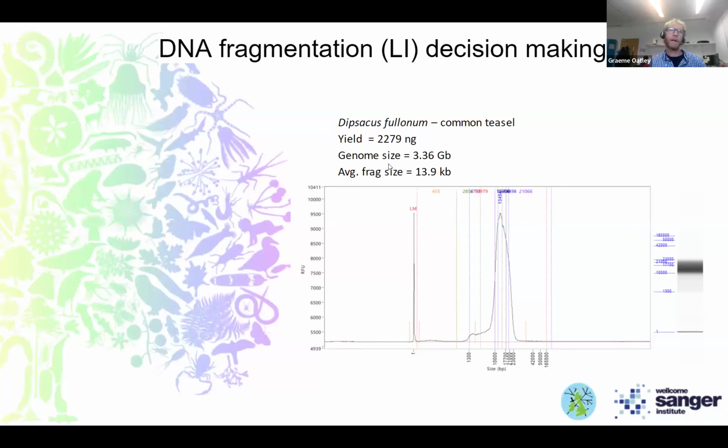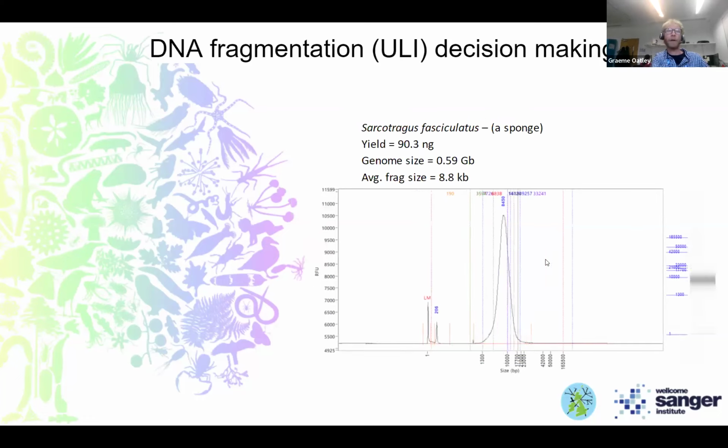So here we have a yield of 2000 nanograms, genome size is over 3 gigabases, and our average fragment size is close to 14 kb. So something that we would definitely pass for DNA sequencing.